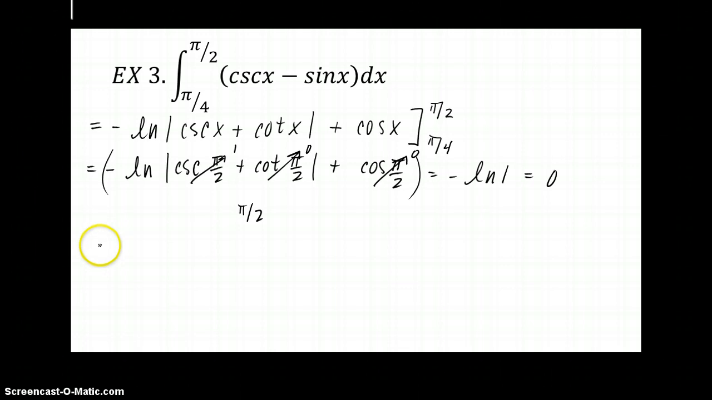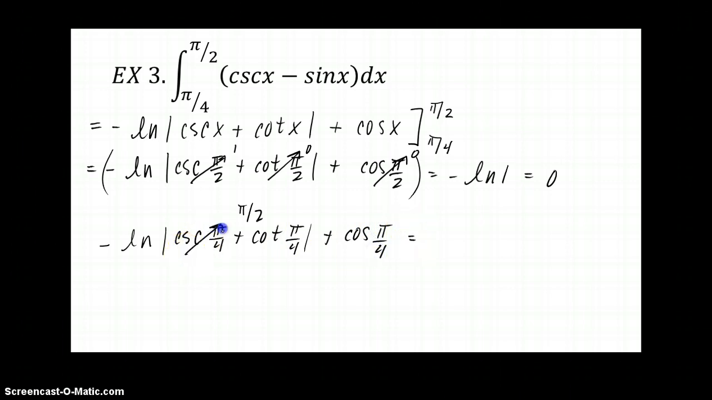Okay, now plugging in pi over 4. Negative ln cosecant of pi over 4 plus cotangent of pi over 4 plus cosine of pi over 4. So this would give me cosecant's 1 over sine, so 2 over square root of 2. That would be 1. Cosine of pi over 4 is square root of 2 over 2. So we have negative ln absolute value of this plus square root of 2 over 2.